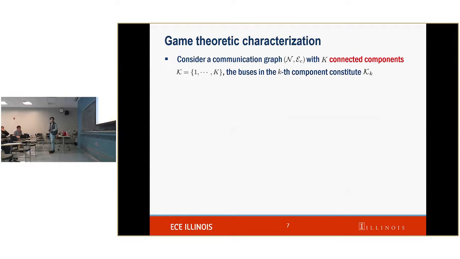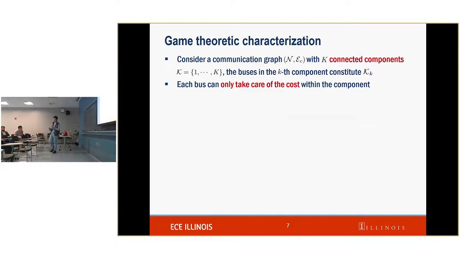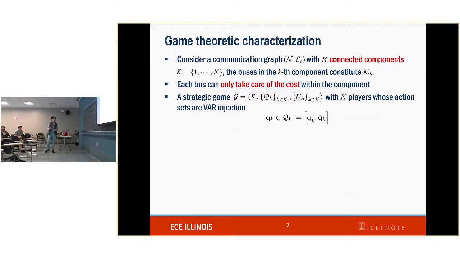Besides the model for the power side, we consider a communication graph, which consists of K connected components. Because there is no information exchange allowed between these connected components, each bus can only take care of the operating point within that component. Although they are physically connected to each other, their decisions will have an impact on others' operational cost. This naturally leads us to formulate this problem as a strategic game, which can be described as this tuple here. It consists of K players. Each player corresponds to one component.